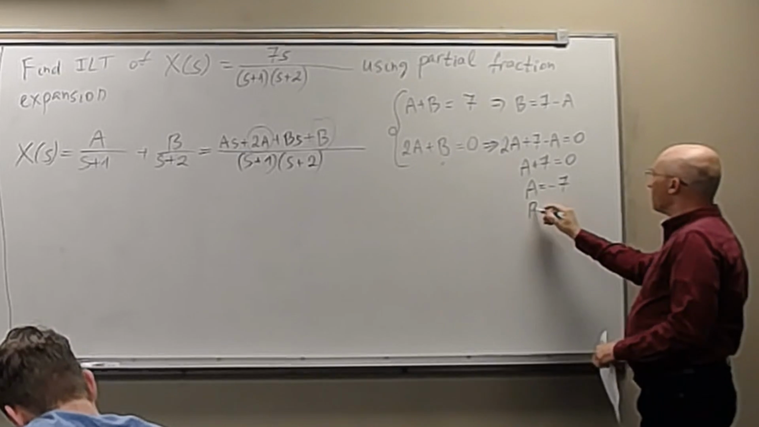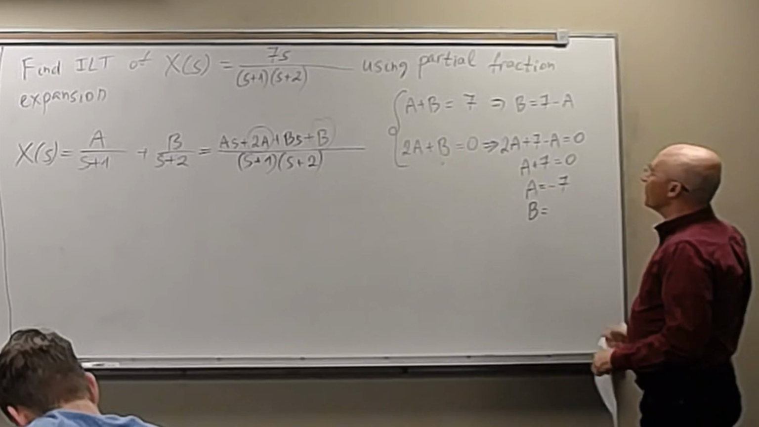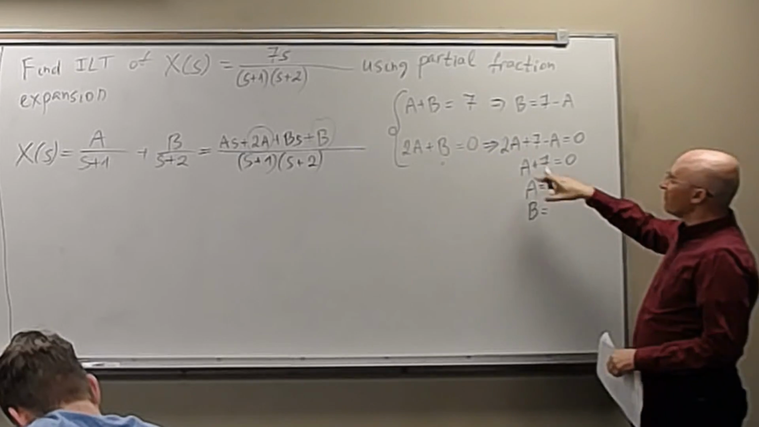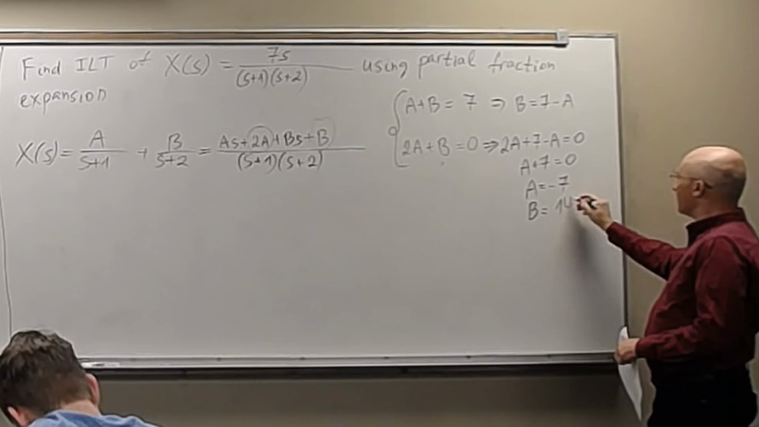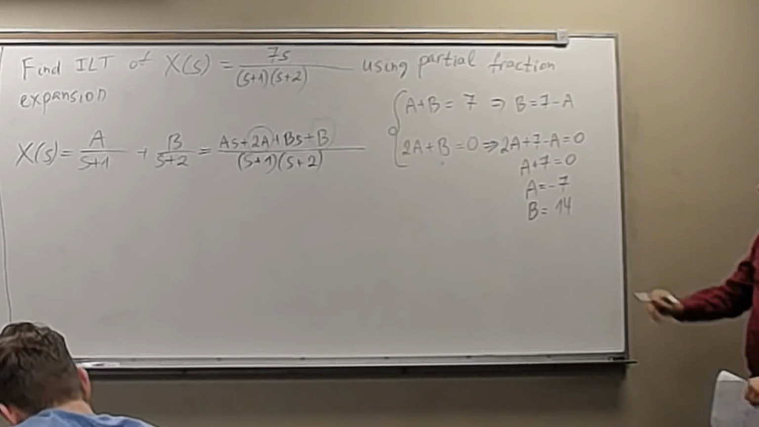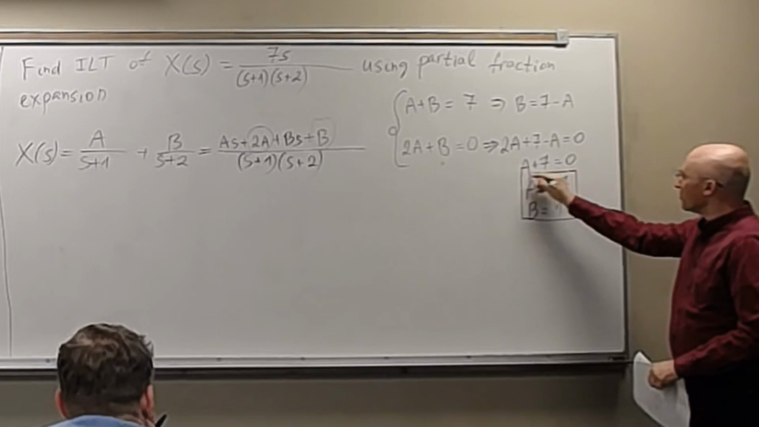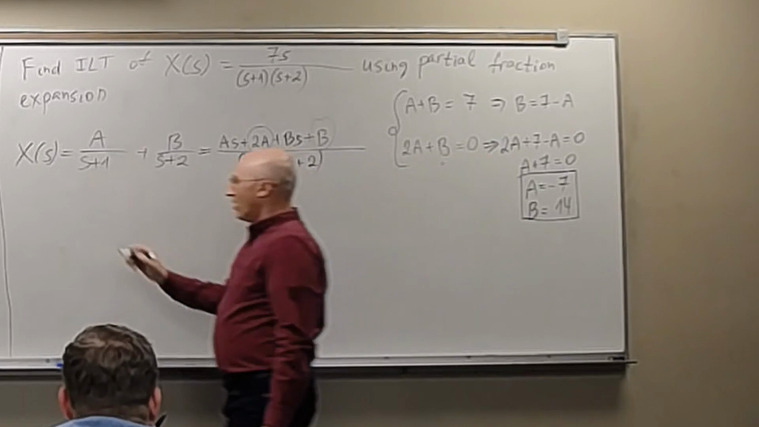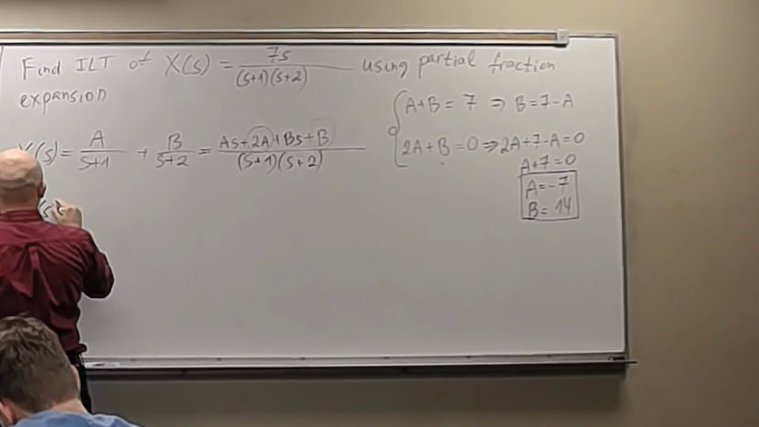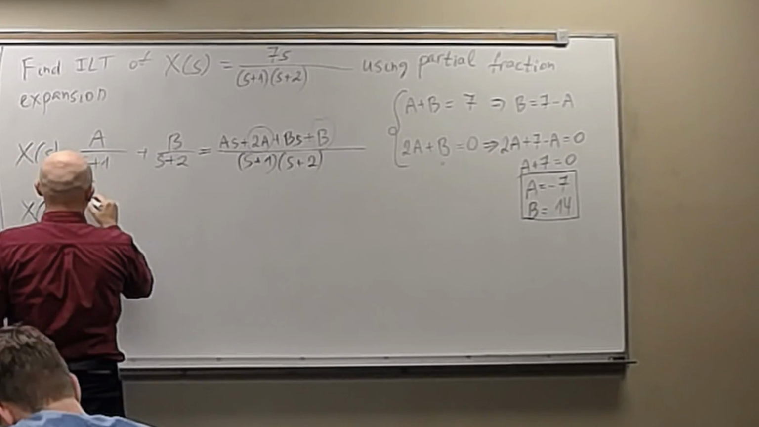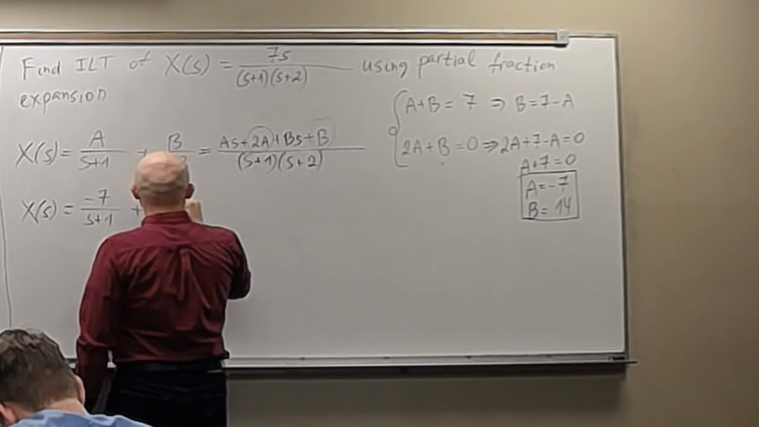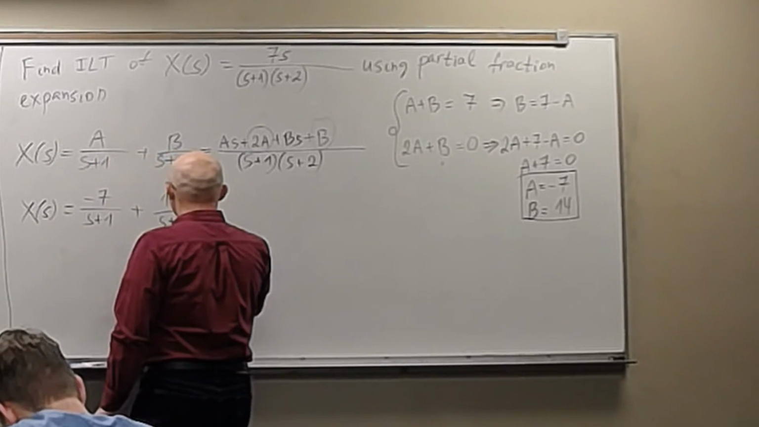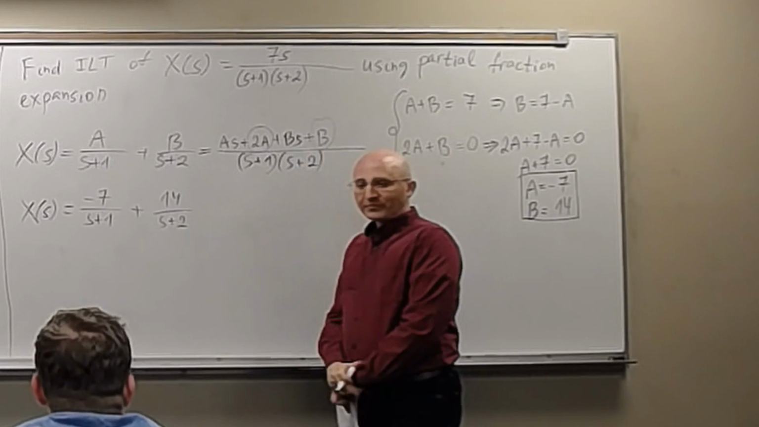And then b from the first one, you need minus 7 here, so b will be 14. This is the solution of the system. So I can say that X of s is a, which is negative 7 divided by s plus 1, plus 14 divided by s plus 2. That's all we have to do.